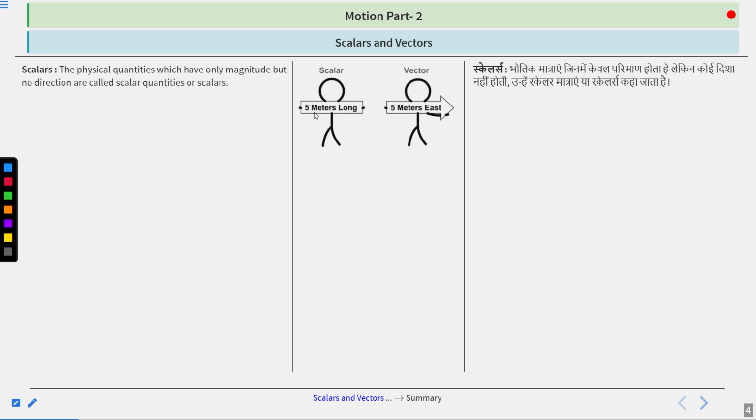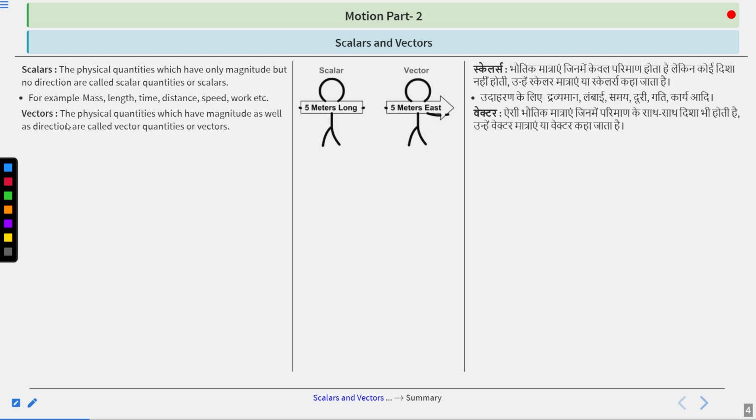Like here, if you look at this picture, you can see 5 meters long. You are only seeing the magnitude, but this 5 meters long is in which direction? North, south, east, west, northeast, northwest, southwest, southeast. Are you getting these directions? No, you are only getting the magnitude. For example, mass, length, time, distance, speed, work, etc. These are scalars because they only have magnitude, they do not have any specific direction.